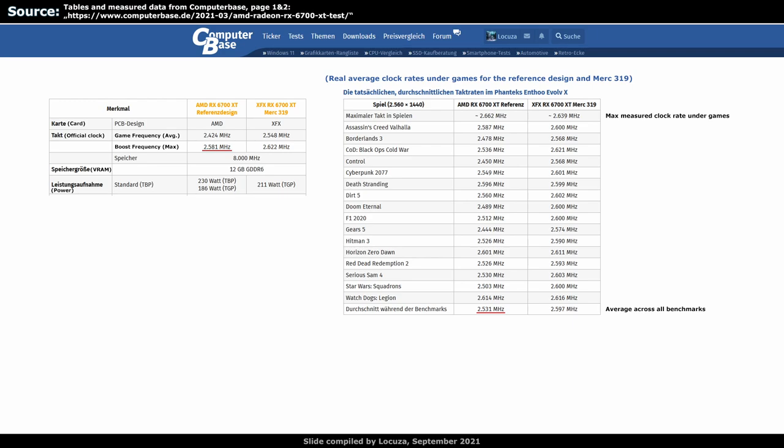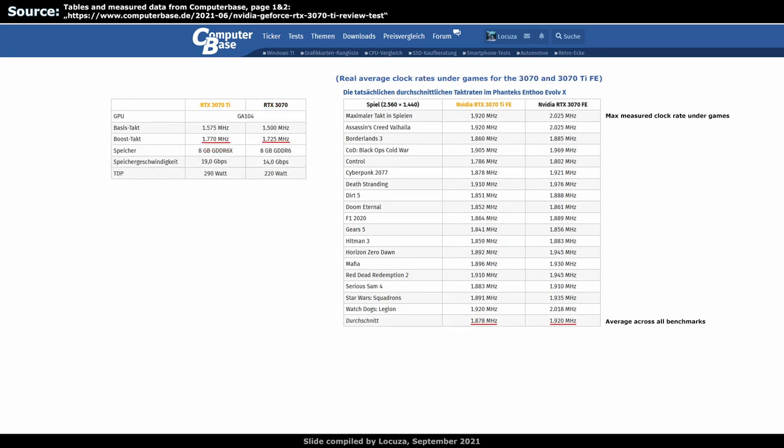Nonetheless, I'm going to use the official max clock and the measured average number. Last but not least, the Ampere chip from Nvidia. For the 3070 and 3070 Ti, the company is stating a boost frequency somewhat above 1.7 GHz. In practice though, they're running with about 1.9 GHz on average, again based on numbers from Computerbase, this time taken from 17 games at 1440p.